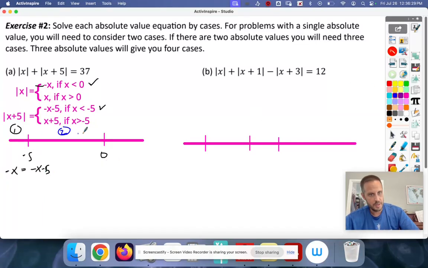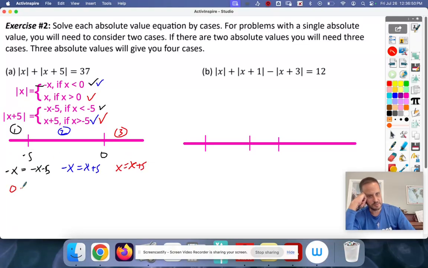Is when we are above -5 and below 0. So we're going to say negative x equals x plus 5. And then finally, case 3 is up here where we are above -5 and above 0. And we'd say x equals x plus 5. Hopefully you realize that these x's cancel and we get 0 equals -5, which is no solution.